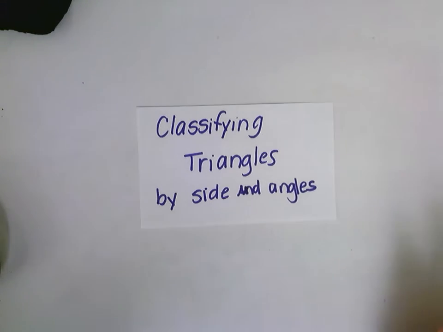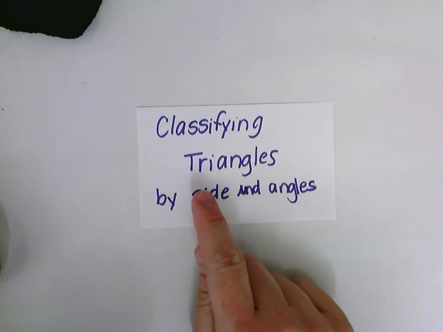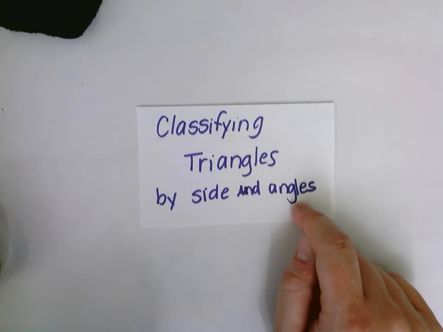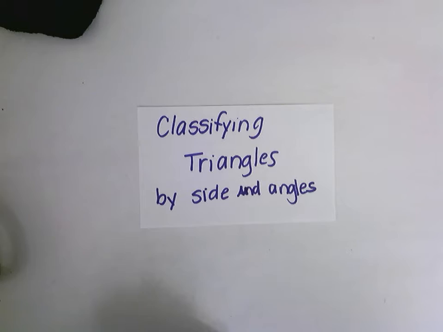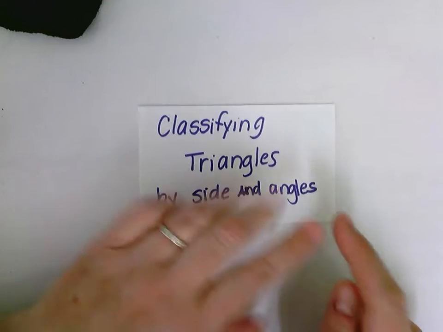All right, so in the last two lessons, we learned about classifying triangles, one by sides and another way by angles. And to be even more precise when we're classifying triangles, we can classify triangles by both their sides and their angles together. All right, so let's take a look at one example.